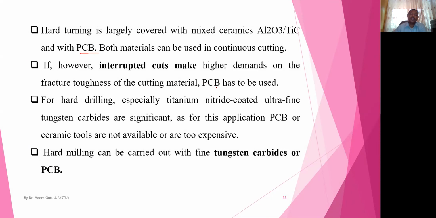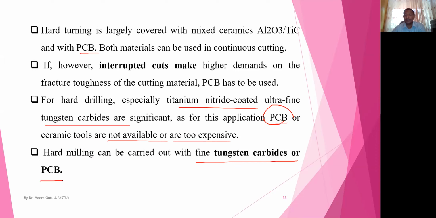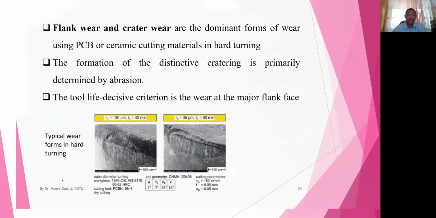For hard drilling, especially with titanium nitride coating, ultrafine tungsten carbides are significantly used. For this application, polycrystalline boron tools can be used where ceramic tools are not available or are too expensive. These are very expensive cutting tools. Hard milling can be carried out with fine tungsten carbides or PCBN also. Hard milling can be conducted with this one.